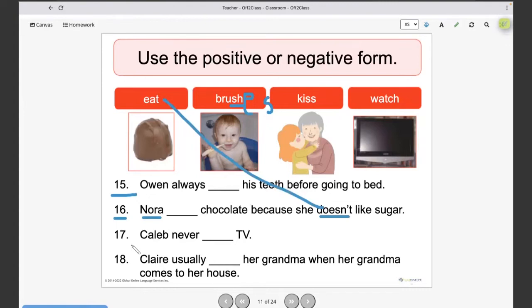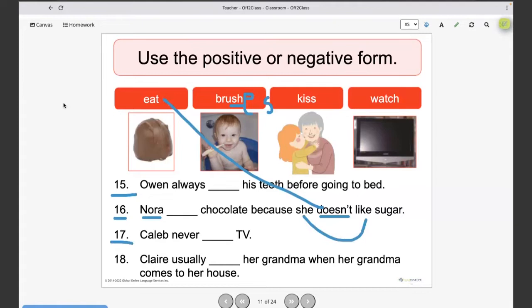Okay. Bravo. Nora never eats, you say. Nora never eats chocolate because she doesn't like sugar. Excellent. Bravo. Yes, both ways are correct. Once you say never, you don't put doesn't, you keep the S for the eat, okay? When we put doesn't, we remove the S from the verb. Look here. She doesn't like, not she doesn't likes. In the negative and in questions I don't put S on the verb, even if I have he, she, it.